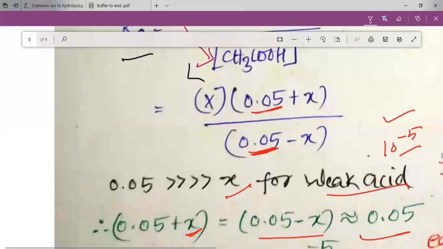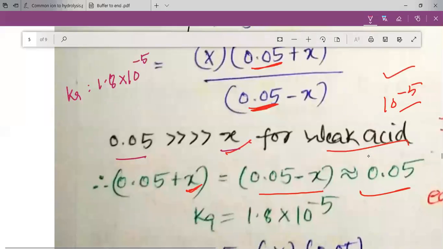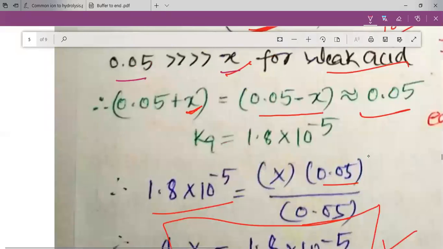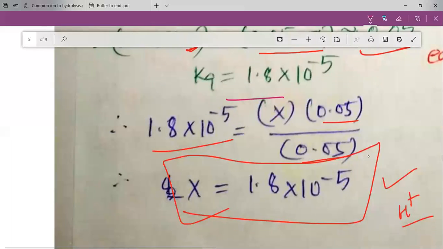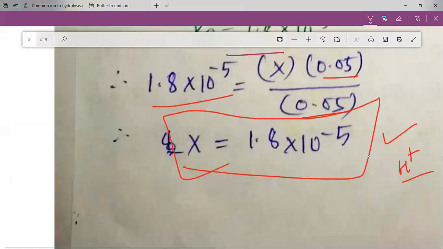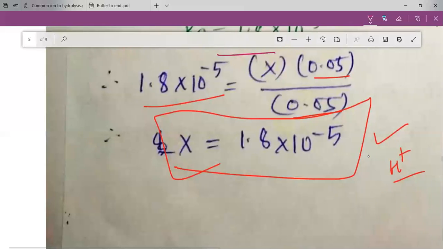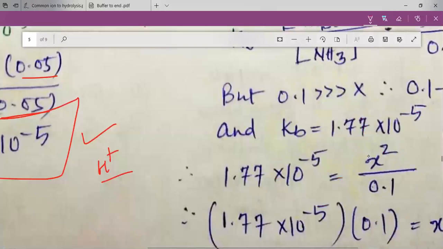Now compared to 0.05, X is very small because the K value which is given is of the order of 10 to the power minus 5. And thus, my dear students, we can write 0.05 plus X or 0.05 minus X is equal to 0.05, and we also put the value of K. So 1.8 into 10 to the power minus 5 is equal to X into 0.05 divided by 0.05. So we have the value of X is equal to 1.8 into 10 to the power minus 5.